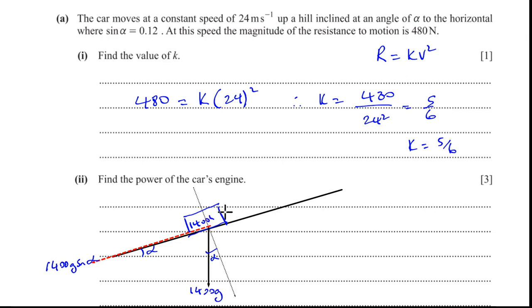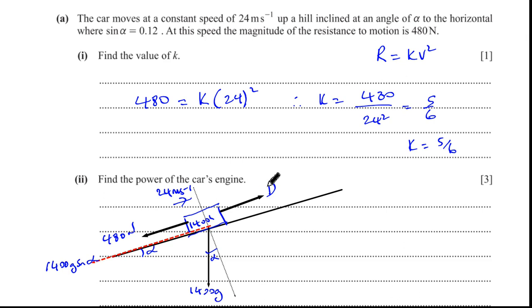And it has a driving force, which we know is going at a constant speed. So there's a driving force pulling it up the hill, making it go up. I'll call that D. And you have the resistance force acting in the opposite direction, which is 480 newtons. They told us that when it's going at this constant speed of 24 meters per second. So that's the situation.